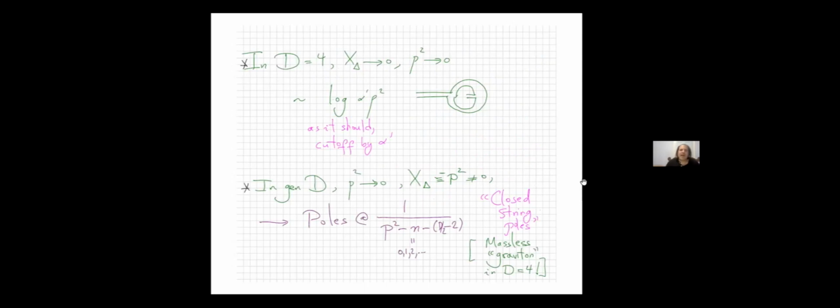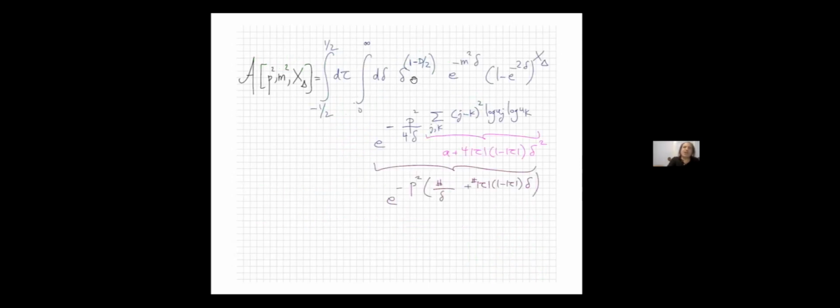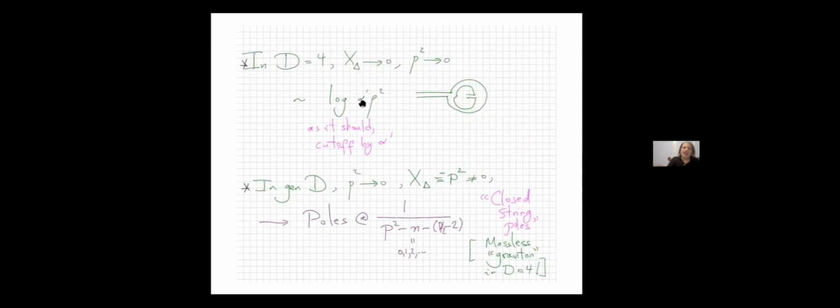And now you can do various experiments with this. For example, in d equals 4, in 4 space-time dimensions, just for fun, if I set this x delta to 0 and just ask what happens as p squared goes to 0, you can see that this integral develops a logarithmic divergence. And it looks like log alpha prime p squared. That's exactly what this bubble integral should look like, but it's cut off in the UV by alpha prime, again, as it should be.